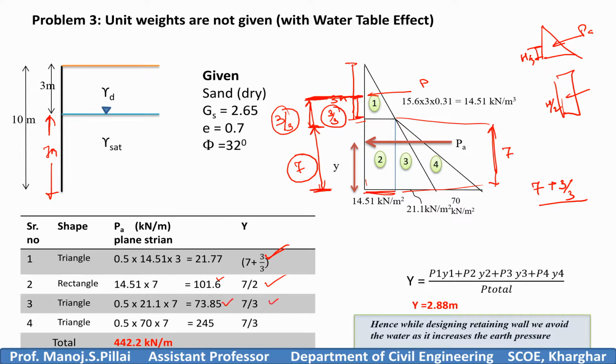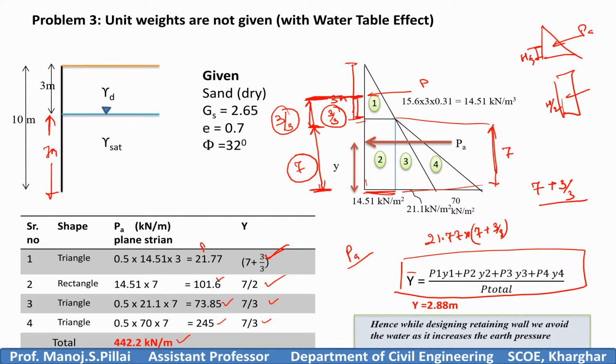You got all the things. Once you have all of these, take the total of them, you will get total PA. Once you get the total of this, you have to use this formula, that is y bar equal to P1 y1. P1 is which one? This one. You will write 21.77 into 7 plus 3 by 3. Understood? This is your P1, this is your Y1, this is your P2, this is your Y2, this is your P3, this is your Y3, this is your P4, this is your Y4, divided by P total. P total is this one. Okay, you will get the answer.